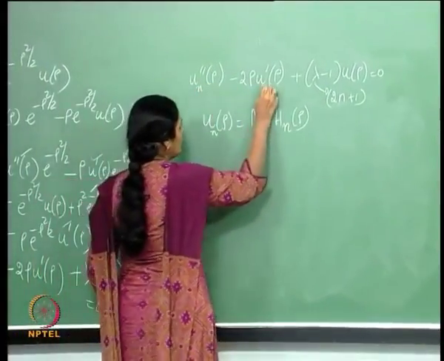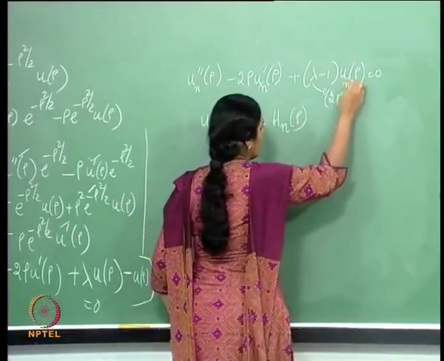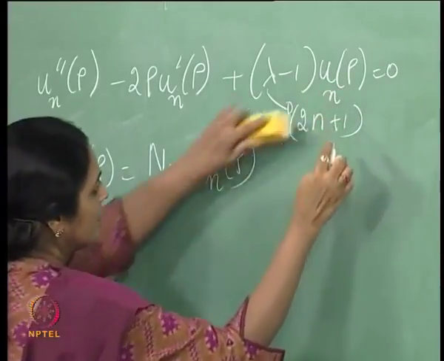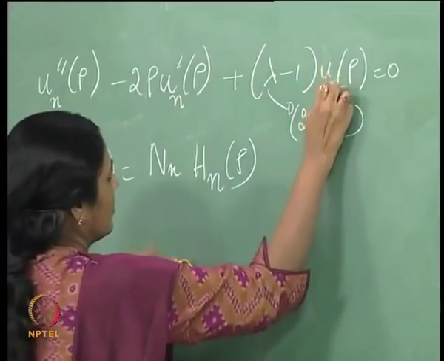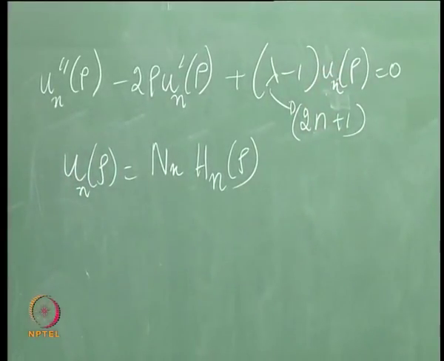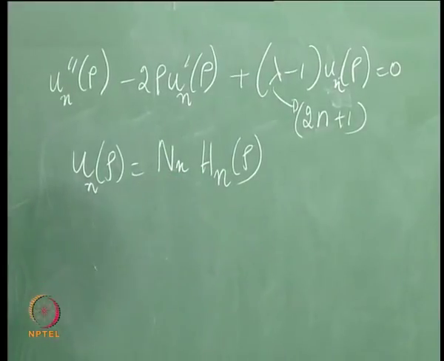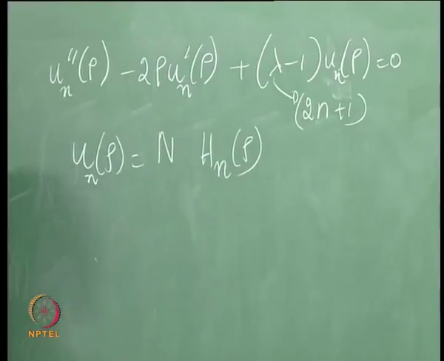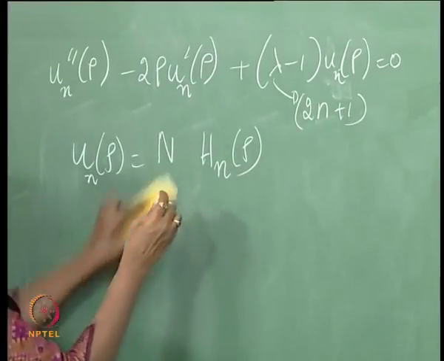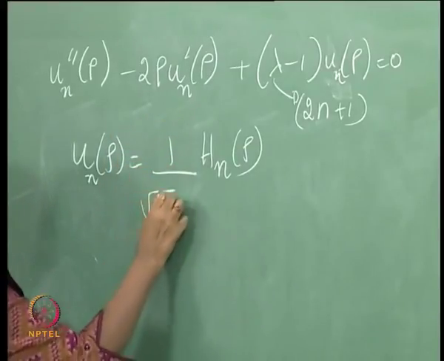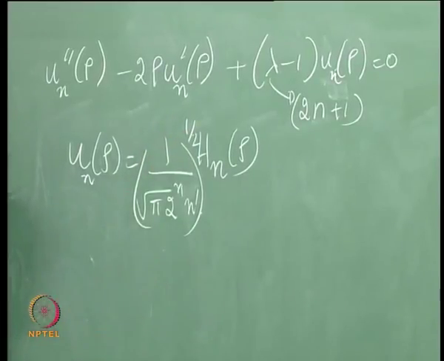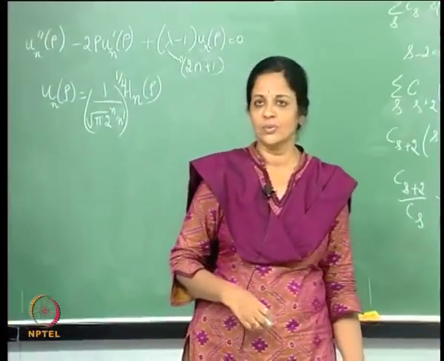So we could well write un double prime of rho minus 2 rho un prime of rho plus lambda un of rho, this lambda. So that is what I have. This is some normalization which I could well call n, times Hn of rho, and clearly the normalization would have a 1 by root pi 2 to the power of n factorial to the half from the orthonormality property for Hn, which I just now wrote, and therefore this is what I should be having for un of rho.